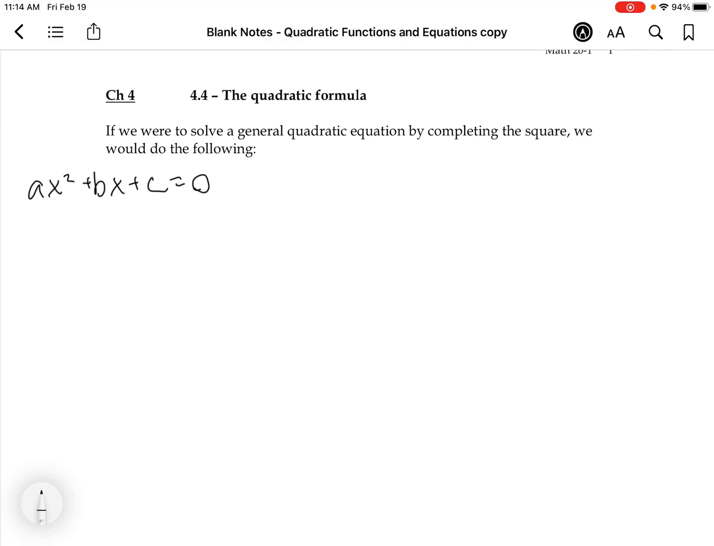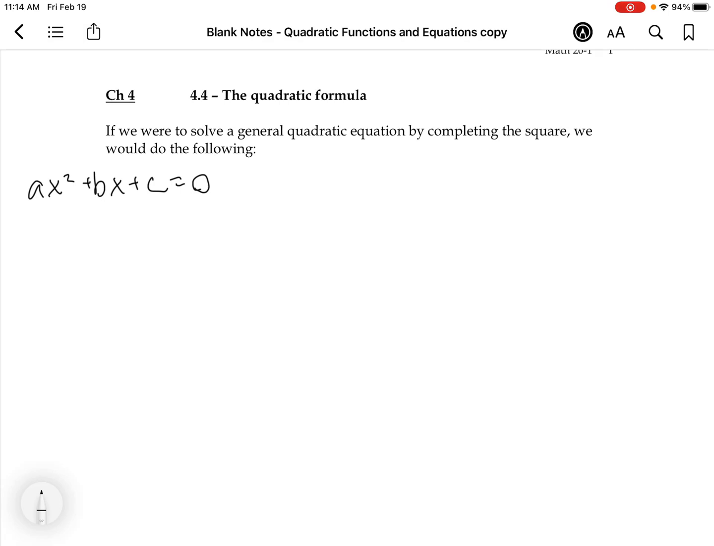where we don't actually have specific numbers for a, b, and c, and try and get an expression for the value of x in terms of a, b, and c, so that we can plug in whatever a, b, and c values we have for our specific quadratic equation and use that to solve any quadratic equation, okay? And then that makes things really simple.